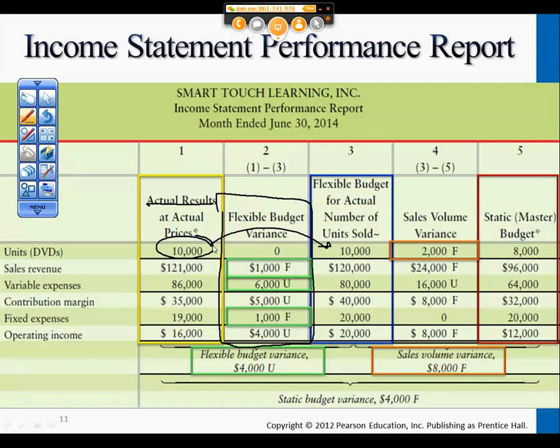Okay, and then we also have a static budget variance. The static budget variance is going to be a difference between the actual results at actual prices and the static master budget. So let's look just a little bit in details. Yes? The static budget variance. Why would that be the same again? We'll talk just in a little bit in more details about this, okay?